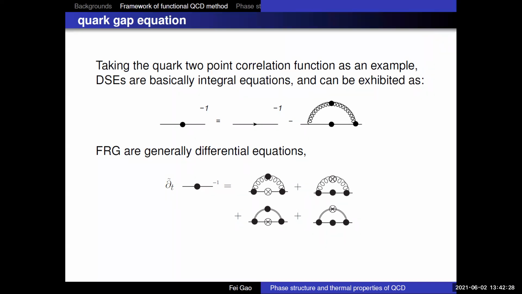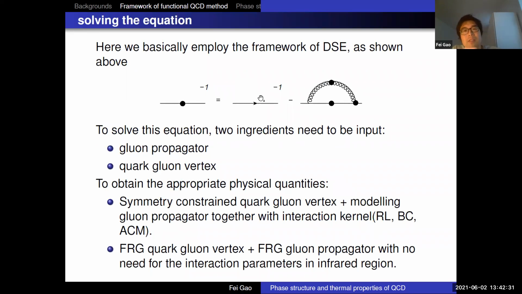Okay, so what I employed is basically the framework of DSE. So I just try to solve this equation. As mentioned before, we need the gluon propagator information and also the quark-gluon vertex. So basically, till now there are mainly two schemes. One is the symmetry constraint quark-gluon vertex. For example, the rainbow ladder is the leading order truncation of this quark-gluon vertex. There's also the Ball-Chiu vertex based on the Ward identity.